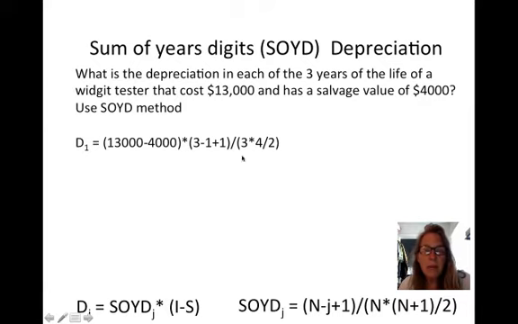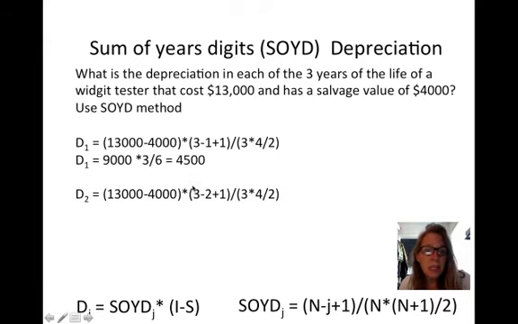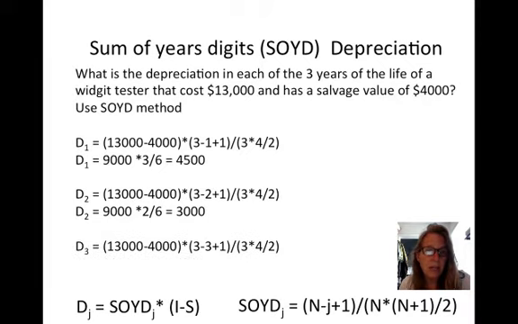So this number is 3 plus 2 plus 1, which is 6. And this is 3 minus 1 plus 1, so it's just 3/6 of that difference. So that is 4,500. The depreciation in the second year, we apply the equation, and it's 2/6, which is 3,000. And then in the third year, it's 1/6, which is 1,500. So you can see how that counts down from 3, 2, 1, and then 6 is the addition of 3, 2, 1. Hope that makes sense.